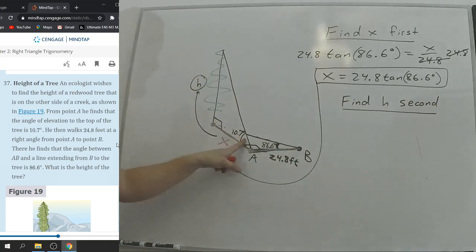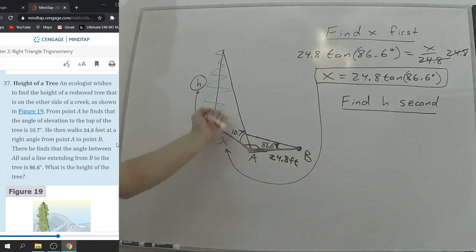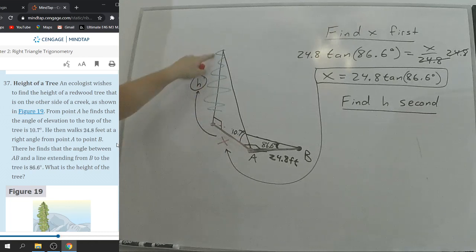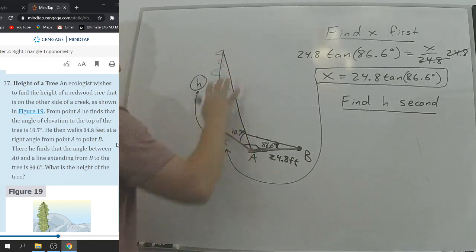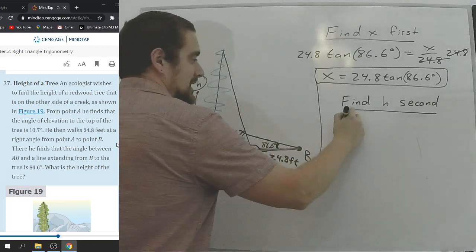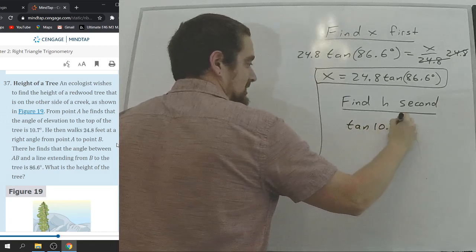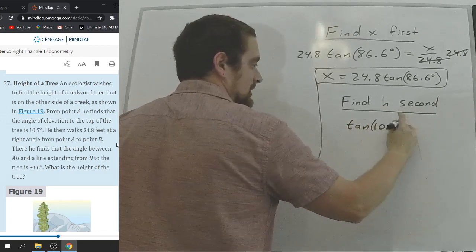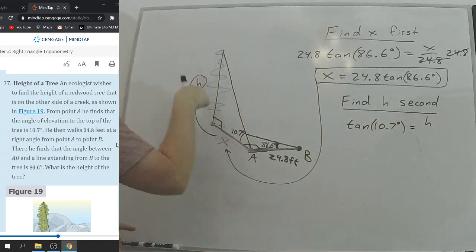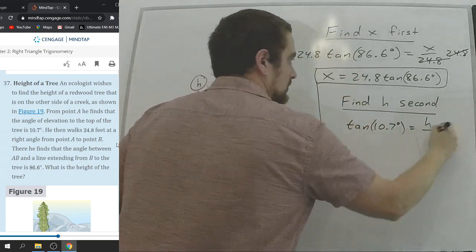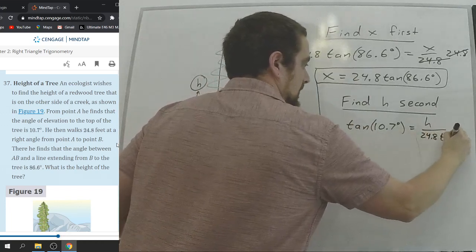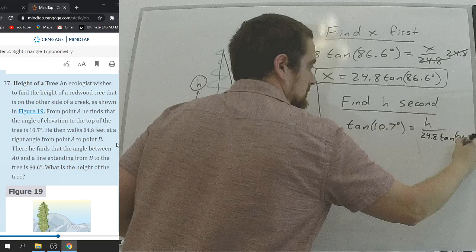I have an angle, 10.7 degrees was my angle of elevation. I'm stealing this x and now calling x the adjacent side for the angle A, that's the angle of elevation, and I'm looking for the opposite side, which is h. So now I'm looking at a triangle that is standing up. I'm done with the one laying down, and I can say that for that angle, I have tangent of 10.7 degrees is going to be defined by the opposite, which is h, over the adjacent, which I just found was 24.8 times tangent 86.6 degrees.